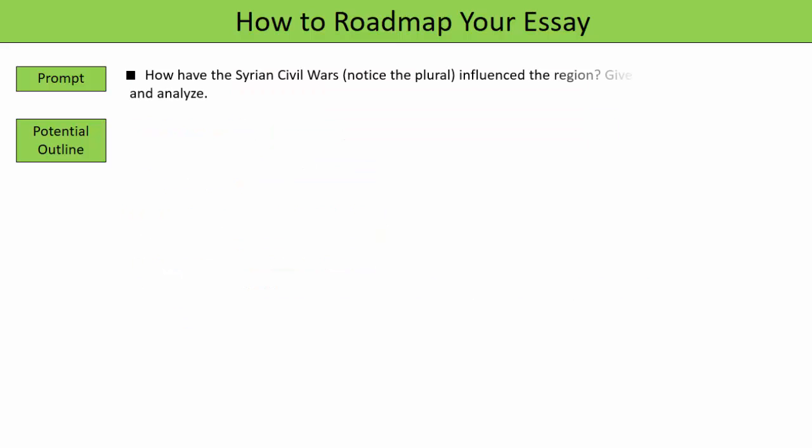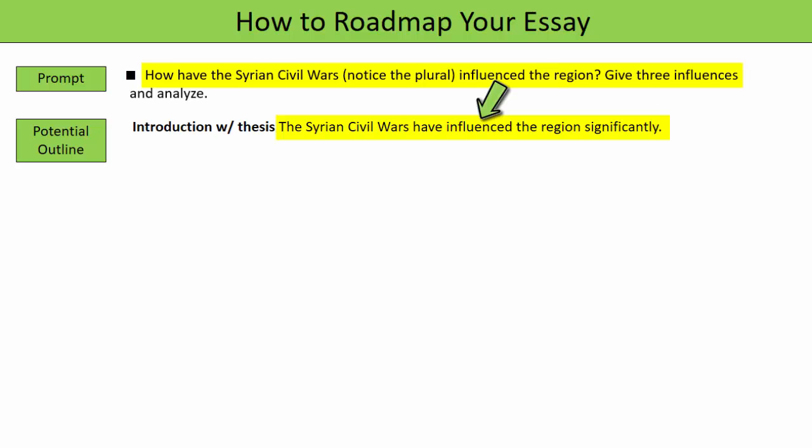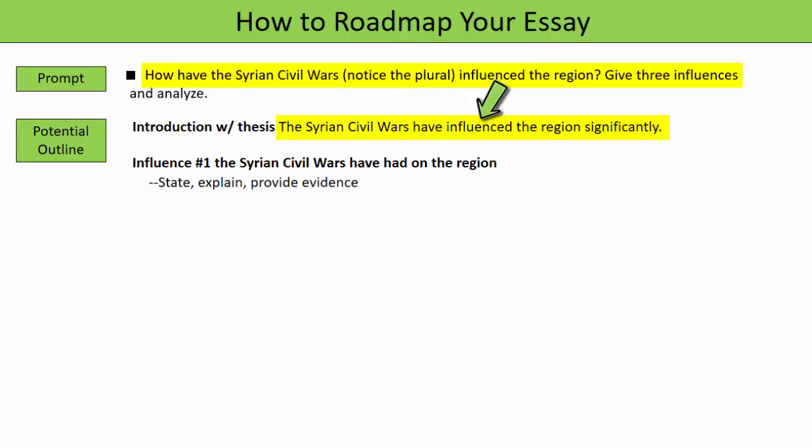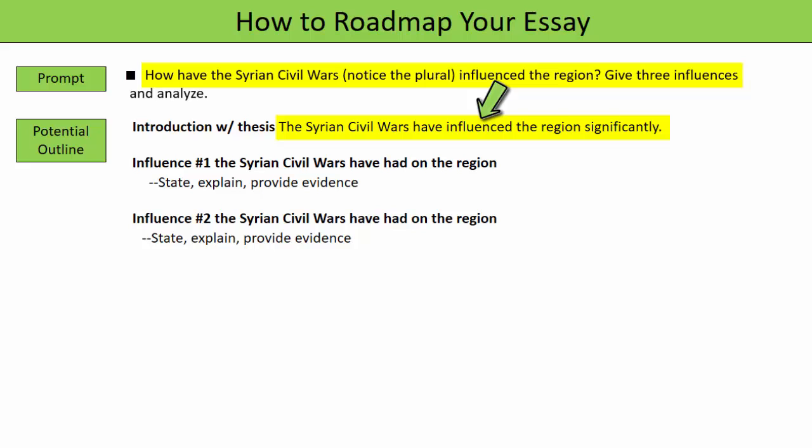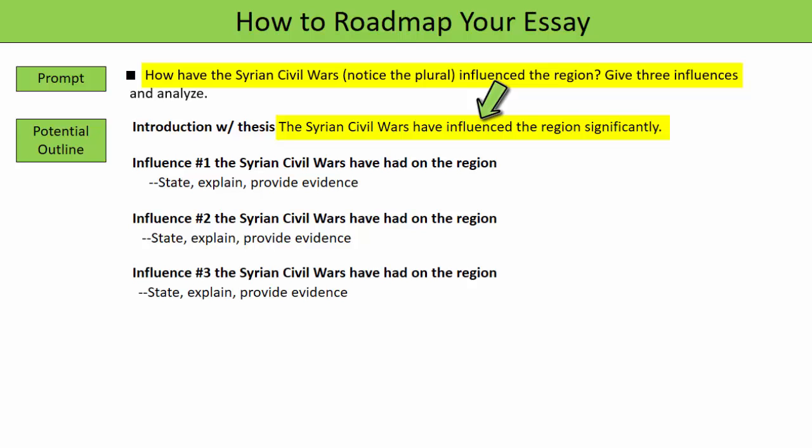The 9th prompt asks for something specific. How have the Syrian civil wars, notice the plural, influenced the region? Give 3 influences and analyze. You know what has to come. After the introduction and thesis come influence number 1 of the Syrian wars, influence number 2, and influence number 3 of the Syrian wars on the region.